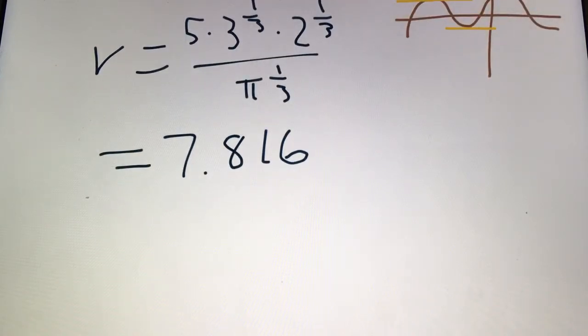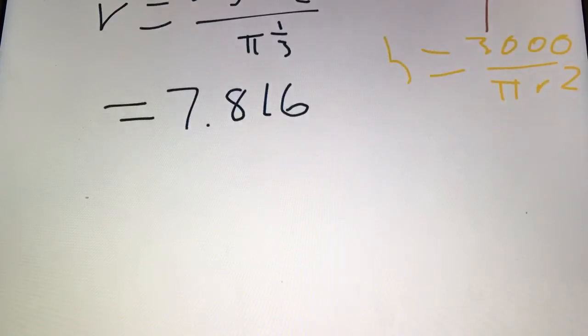And with the radius, we can find the height. So if you remember, height equals 3,000 over pi r squared. You plug r into that, and you get that h equals 15.6316.